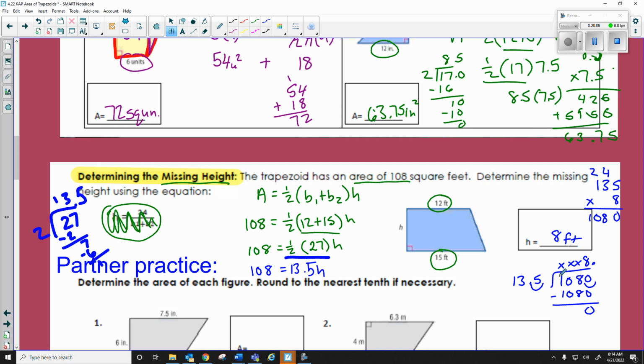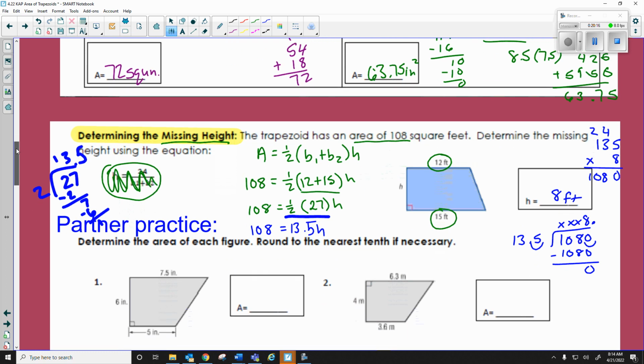Okay, so that's definitely a spicier problem. You won't see too many of those. Just knowing how to solve for that missing variable. It's just like the two-step equations we've done before.